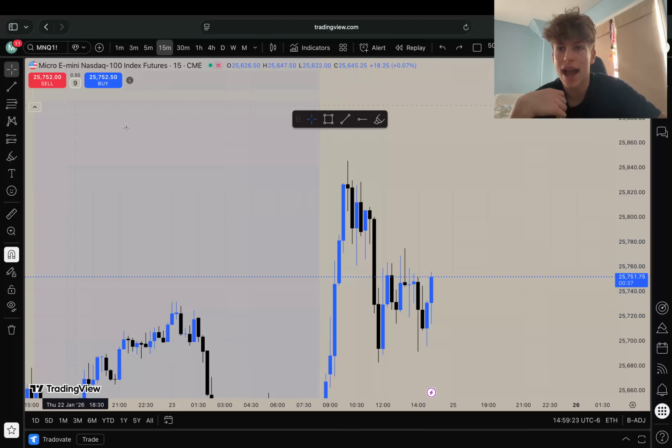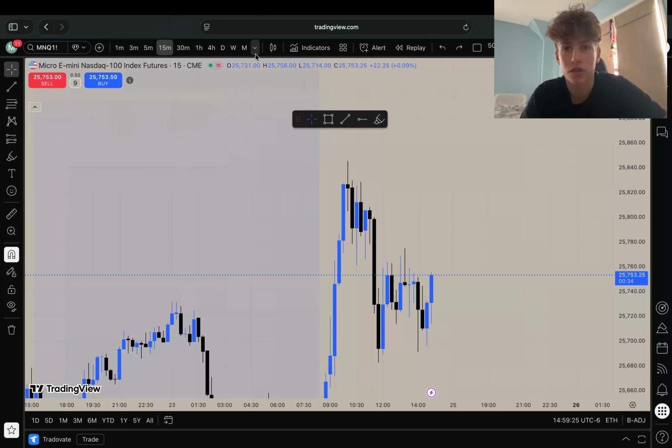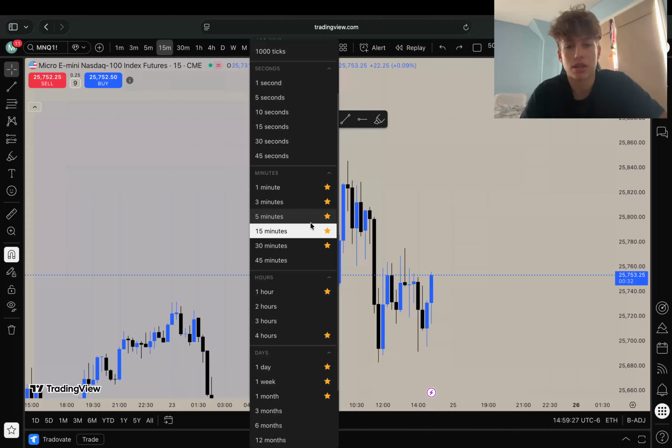If you guys want to add more time frames to the top of your chart, all you have to do is click this arrow button, and then you guys can favorite whichever ones you like. That's pretty much it.